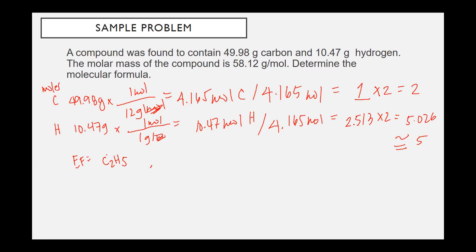So the next step naman, gaya na ginawa natin kanina, ay we get the empirical weight. So empirical weight would be 2 times 12 grams per mole plus 5 times the molecular weight of hydrogen. So we'll have 29 grams per mole.